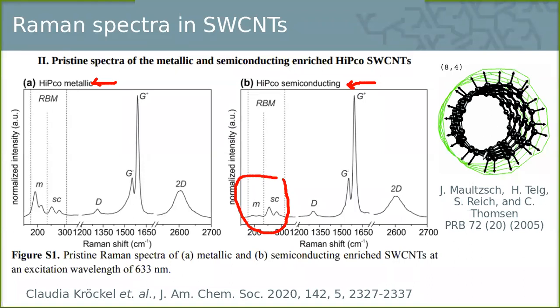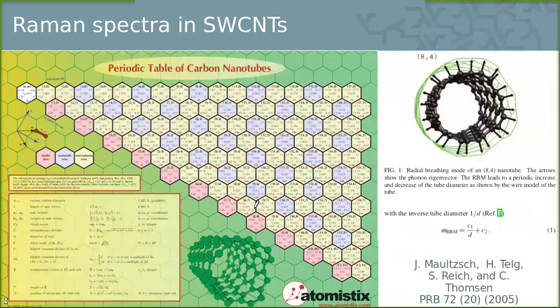This is a very well-known process. It is not new. It has been studied for a long time, and there is a very nice paper by Thomsen, Reich, and Maultzsch in 2005 in PRB, where they describe these kinds of processes in single-wall carbon nanotubes. But what is interesting here is that we found a way to correlate these particular modes, for semiconducting and metallic carbon nanotubes, to the presence of an excess of electrons in the structure.